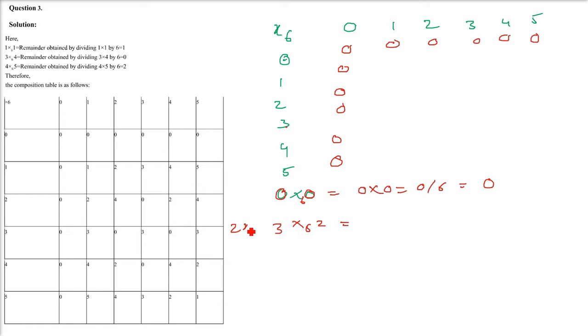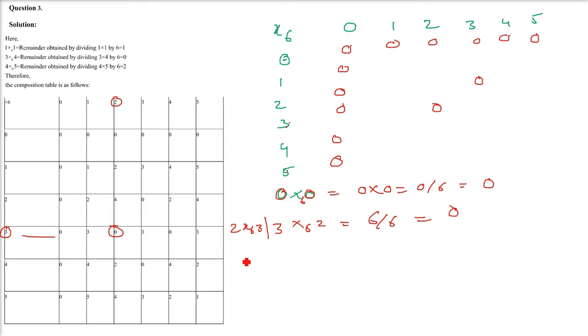So 3 into 2 and 2 into 3, you will get the same value. So what do you get? 3 into 2 is 6. 6 divided by 6 is 0. So wherever you get 3 and 2, and 2 and 3, just put the value as 0. Row and column intersection, just write the value 0.